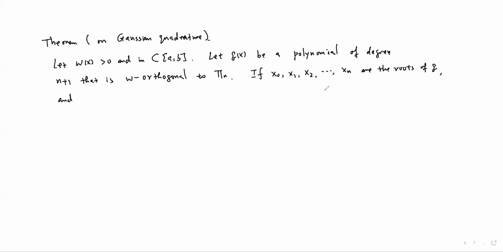Okay, now we have the roots for Gaussian quadrature. Now, how about the coefficients A? Choose A_i in this way: take the integral from a to b of w, the weight function, times L_i, the cardinal functions in Lagrange interpolation.